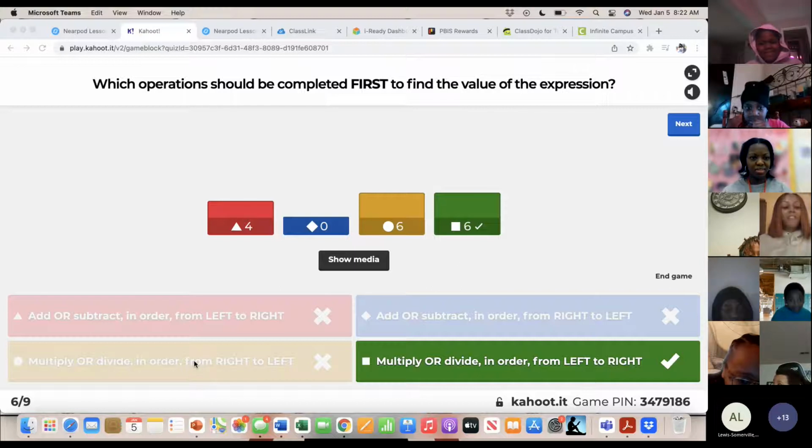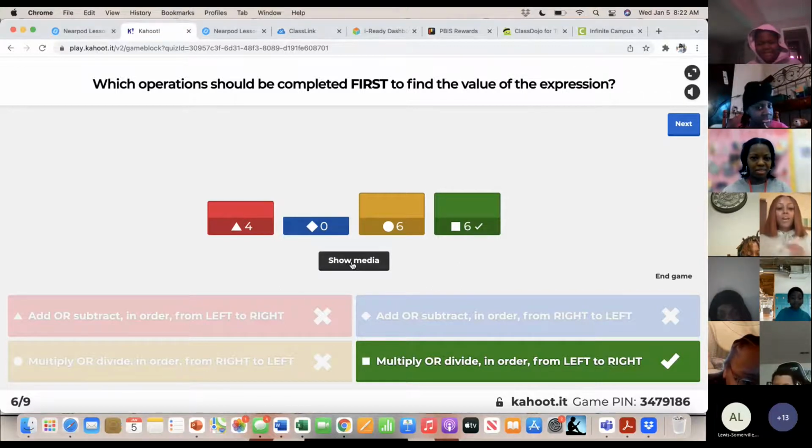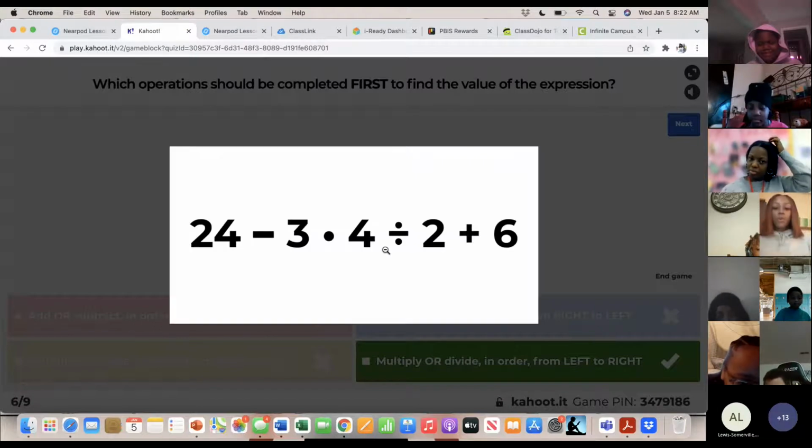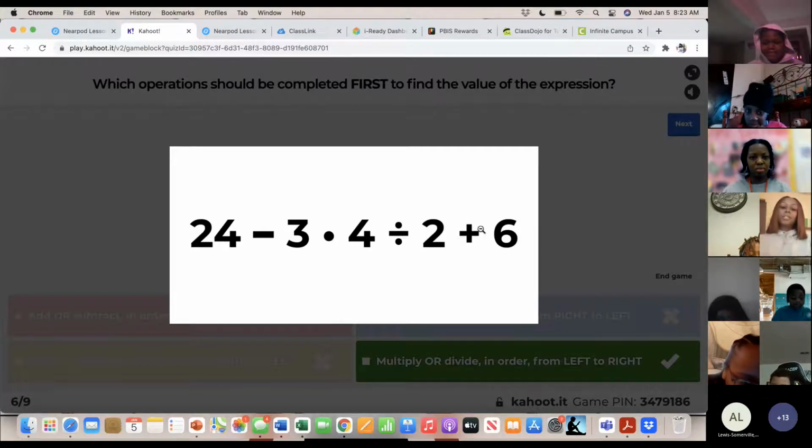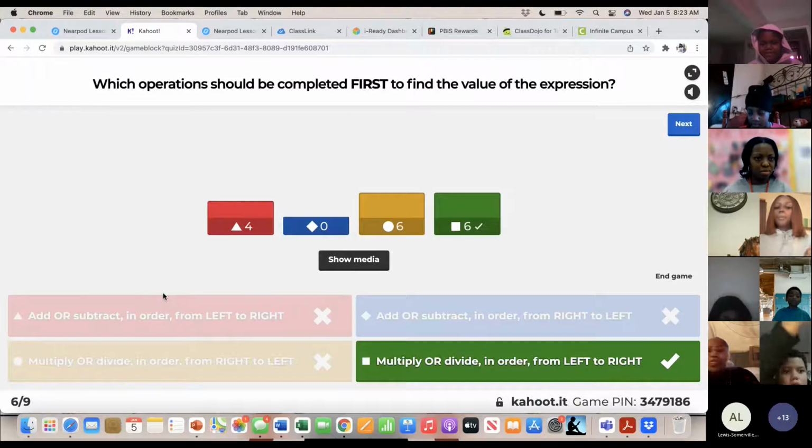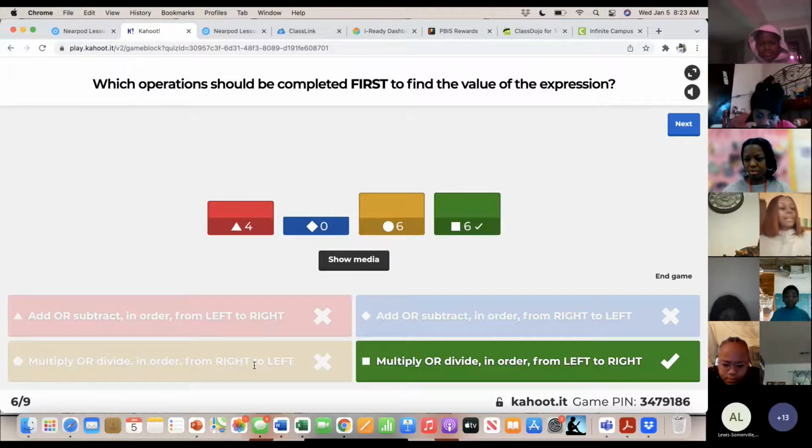Some of y'all, everybody who put yellow, you would have almost had it right. So first of all, we are going to be multiplying and dividing first. We have no grouping symbols, but we have multiplication, division, subtraction, and addition. And remember, after grouping symbols is multiplication and division. So we know that we weren't going to add or subtract first. So my people that put add or subtract, that's last. Remember, those are the last operations we solve. But everybody who put yellow, you accidentally put right to left. Remember, we solve from left to right. All right, let's try another one.